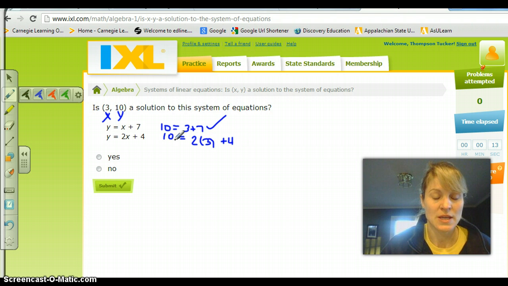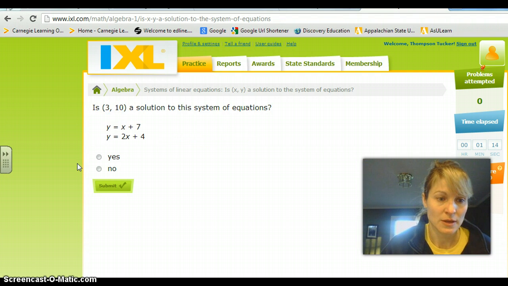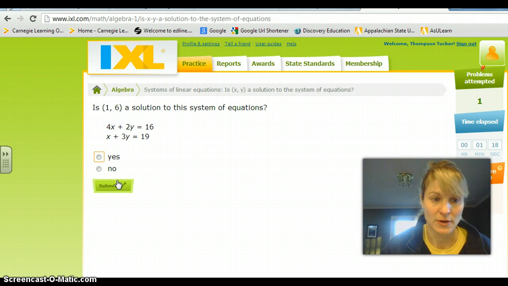So this becomes, does 10 equal 2 times 3 plus 4? Well, I know 2 times 3 is 6, 6 plus 4 is 10, so this also, 10 equals 10. So when 3 is for x and 10 is for y, it works for both of these equations. So that is a solution. I am going to click on my yes and submit. It tells me great job. And so I'm going to do the same thing again.